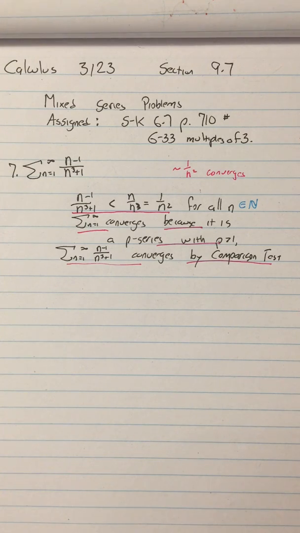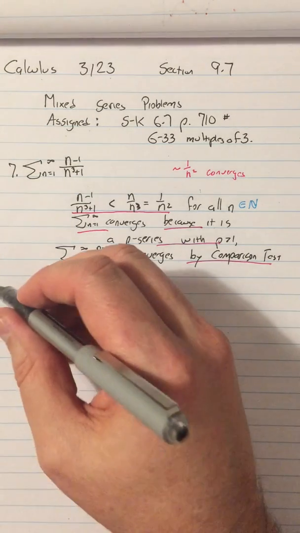This is section 9.7 continued. The cat has left the room, and we're just going to go on with number 13.